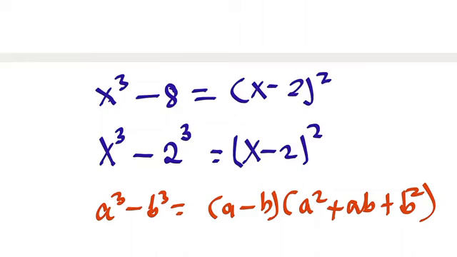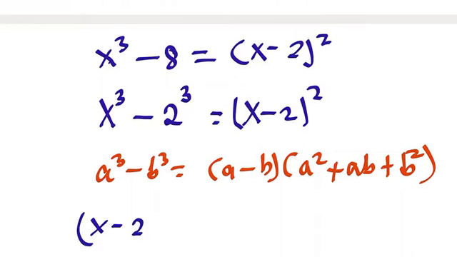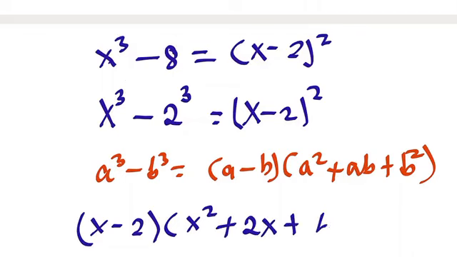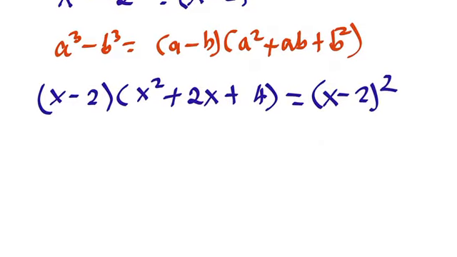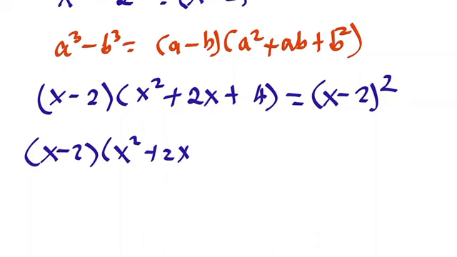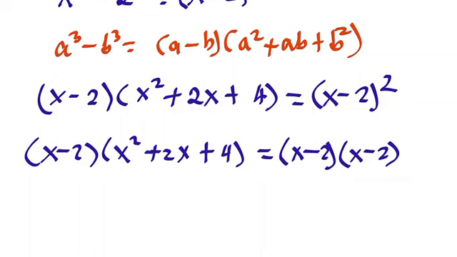So therefore we're going to have x minus 2, then x squared plus 2x, then plus 4, which equals x minus 2 all squared. Understood? And you know that this x minus 2 all squared is the same thing as x minus 2 times x minus 2, and that's what we're going to have.